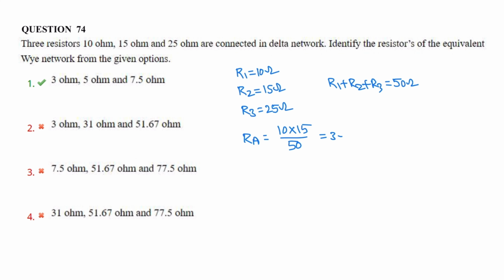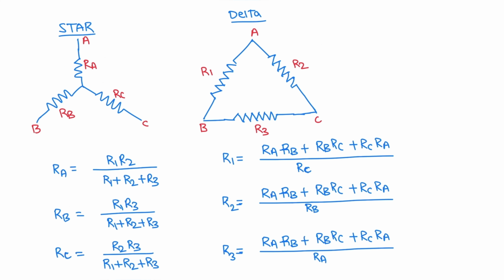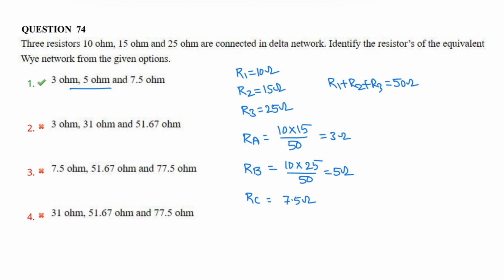Its value is 3 ohms. Similarly, RB is R1 into R3, that is 10 into 25 by 50, so 5 ohm, and RC is 7.5 ohm. So RA is 3 ohms, RB is 5 ohms, and RC is 7.5 ohms. The correct option is 1.